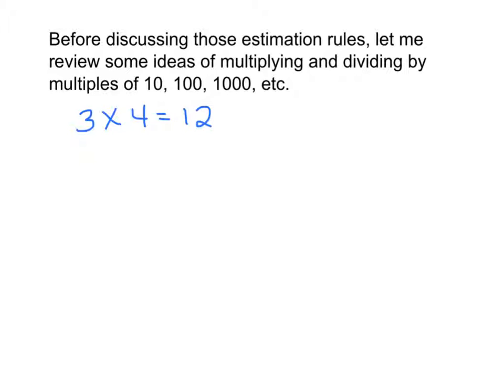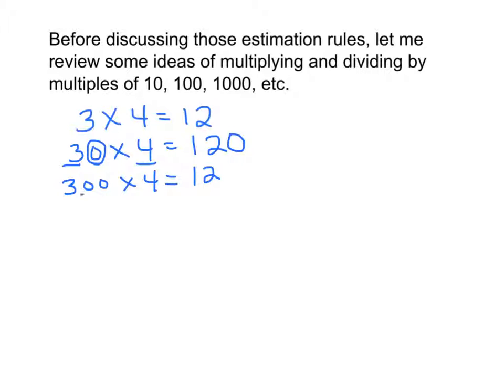Using that fact that 3 times 4 is equal to 12, what is 30 times 4? Well, 30 times 4, I'm still just going to multiply the 3 times the 4 and get 12, and then since there is one 0, I'm going to add a 0 to my answer. If I wanted to know what is 300 times 4, I'm going to use that same fact again. 3 times 4 is equal to 12, but this time, because there are 2 zeros in one of the numbers, I'm going to add 2 zeros at the end of my answer.